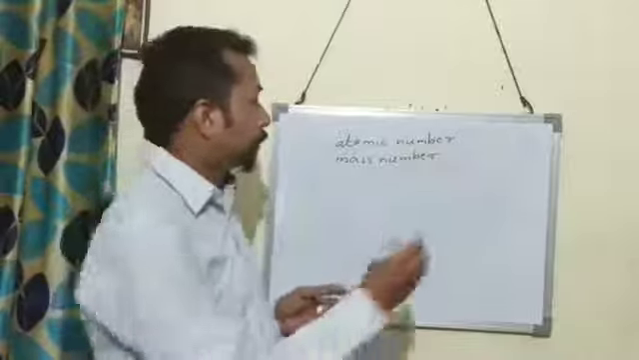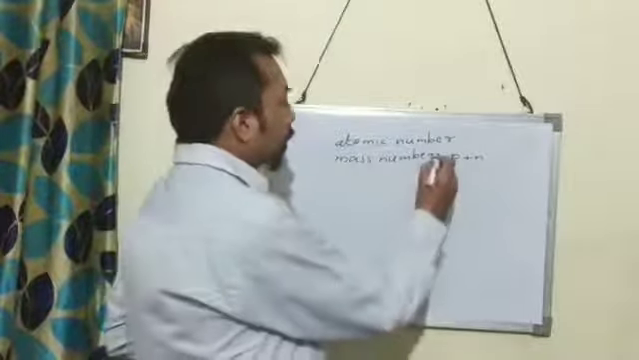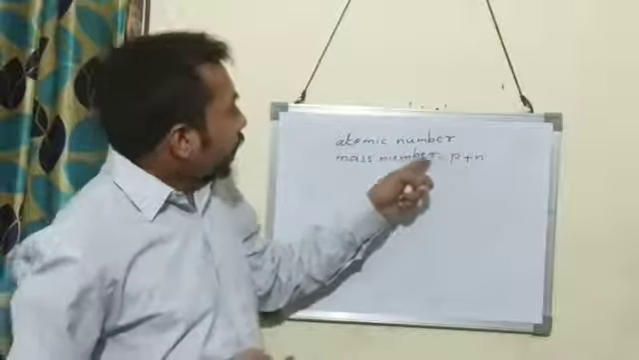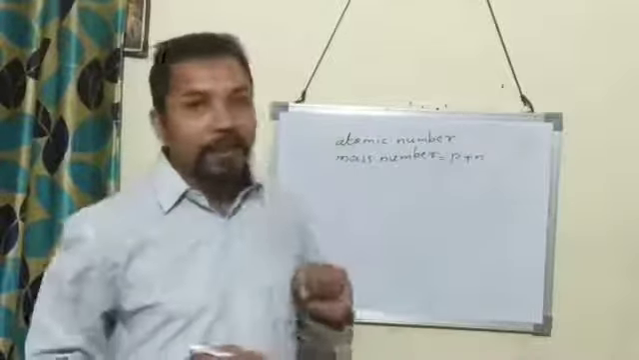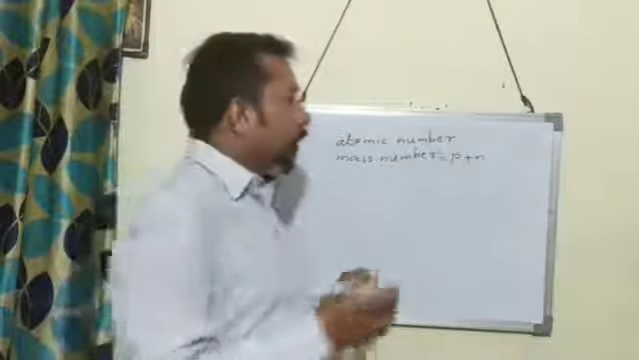And mass number is the sum of protons and neutrons present in the atom. So mass number is the sum of proton and neutron.